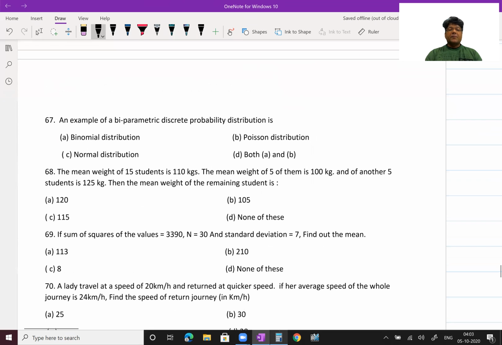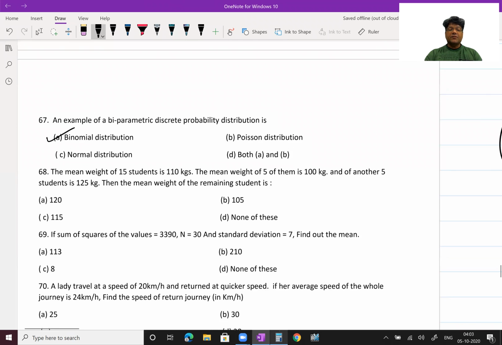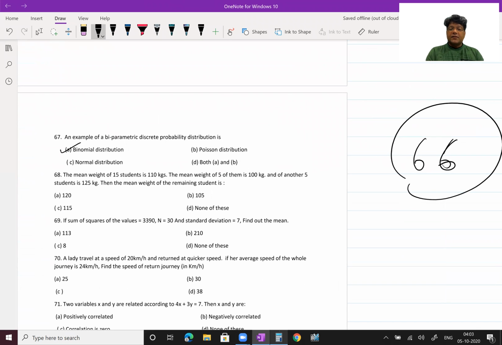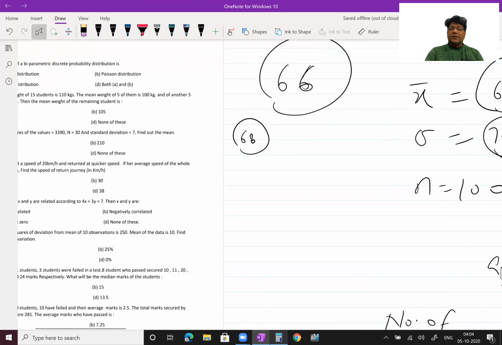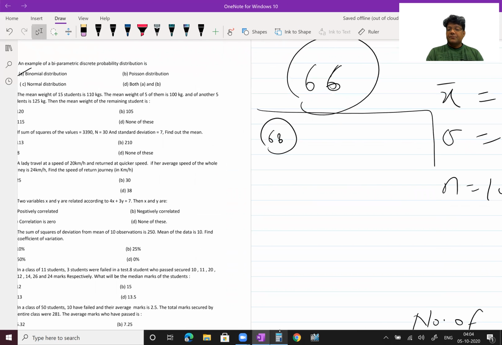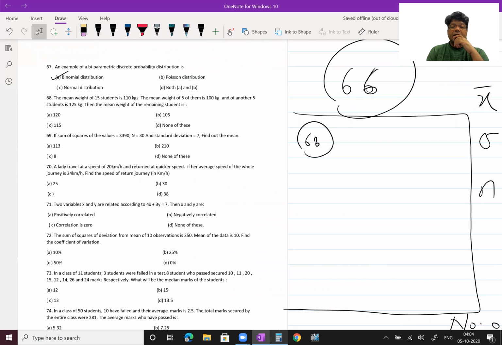An example of a biparametric discrete probability distribution is the binomial distribution, with 2 parameters n and p. Question number 68: the mean weight of 15 students is 110. That means the total weight of all 15 students is 15 into 110.